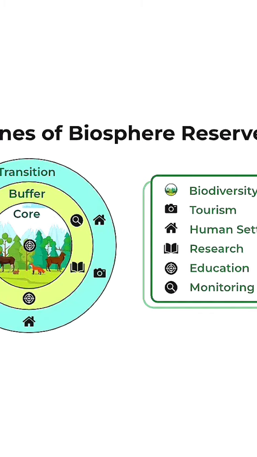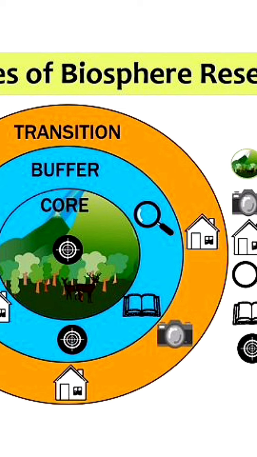Number one is the core zone. The core zone of a UNESCO Biosphere Reserve in India is the central area where nature is preserved without human interference. It allows plants, animals, and natural processes to thrive freely, providing a baseline for studying the ecosystem.